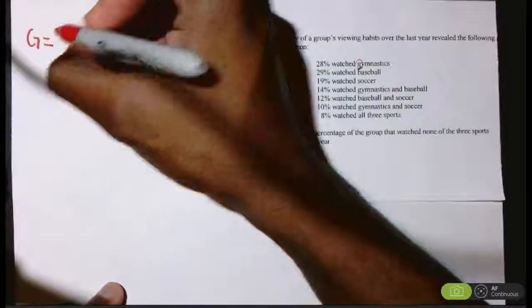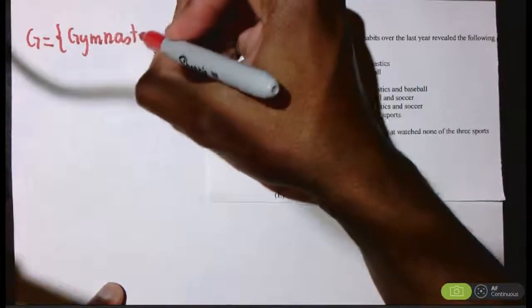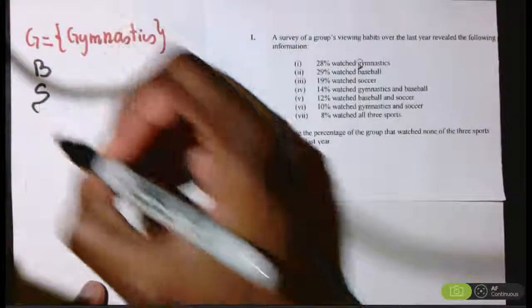So here we're dealing with a Venn diagram type of problem. What we're going to do first is name the different events. 28% watch gymnastics, so we're going to use the first letter. Let G represent the set of those who watch gymnastics, B baseball, and S soccer.